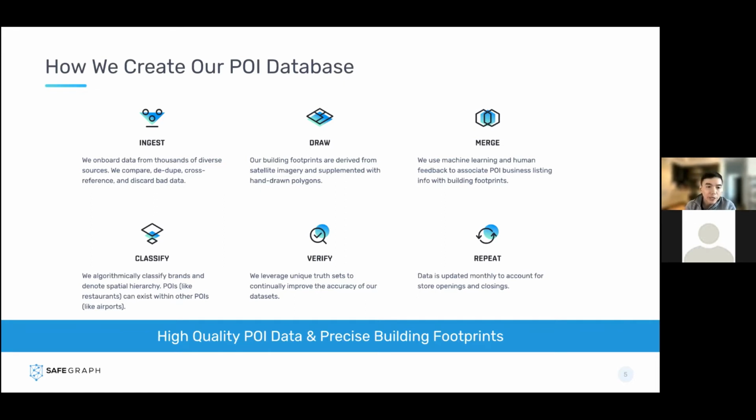I also see a question here about foot traffic to shopping malls. I'm going to jump into that in the next slide when I talk about patterns. Let me just finish my conversation here about POIs. In the second point here, we have a draw service.